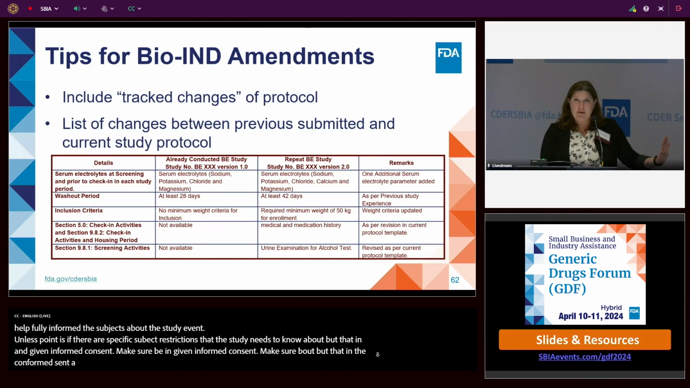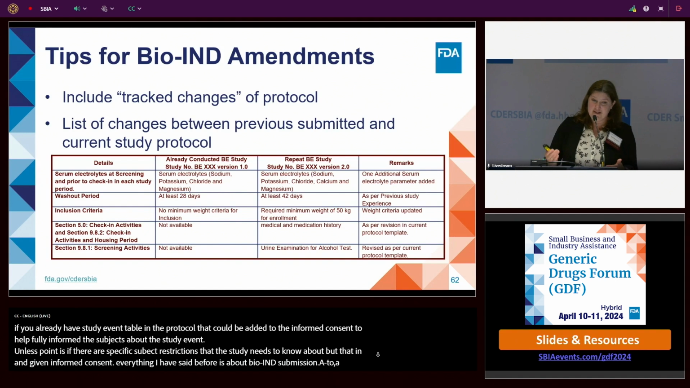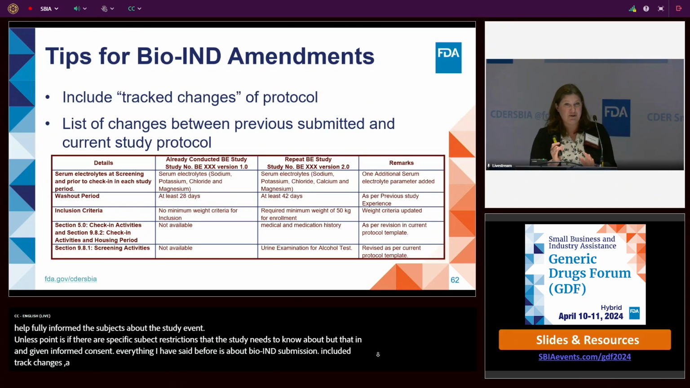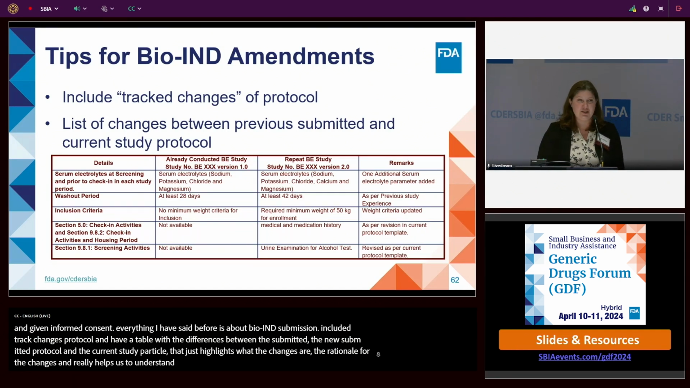Everything I've said before is about Bio-IND submissions, mostly about new submissions, but for Bio-IND amendments, just to touch base there, if you are amending the Bio-IND, just include a track changes protocol, and ideally it would be very nice to have a little table with the differences between the new submitted protocol and the current study protocol. That just highlights for us what the changes are, the rationale for the changes, and really helps us understand the thought process and ensure that there is no change to patient safety with this new amended protocol.